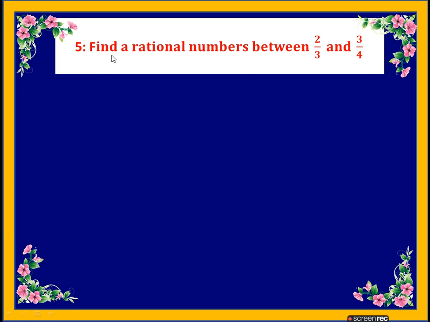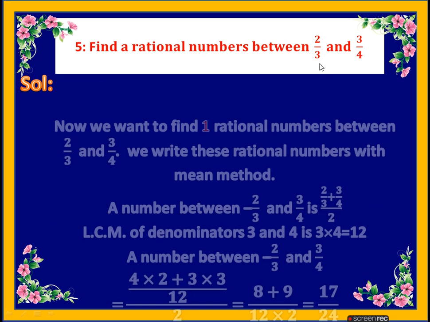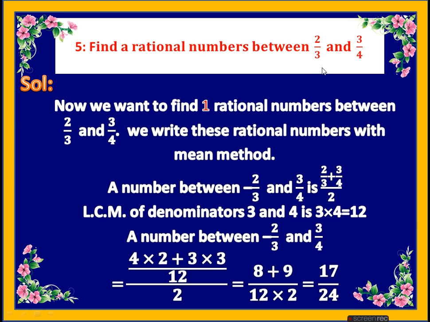Next one, find a rational number between 2 by 3 and 3 by 4. So here two numbers are there, 2 by 3 and 3 by 4. Here we apply another method, that is the mean method. We only want one rational number between 2 by 3 and 3 by 4. So what is the mean method? Just add these two numbers and divide by 2.